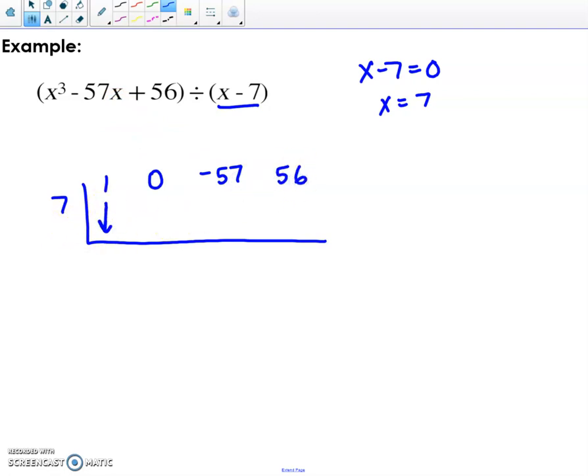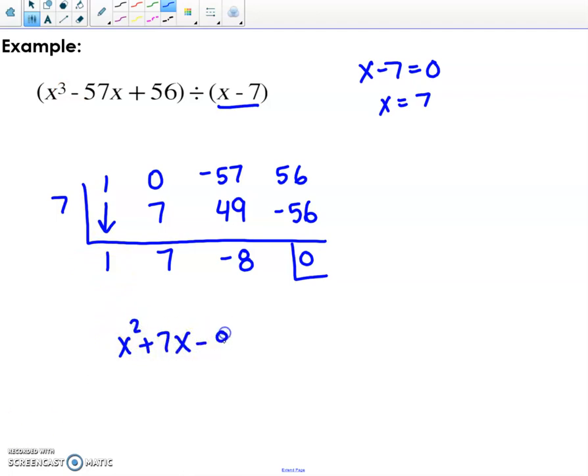Okay, bring down the first term, so we have a 1. 1 times 7 is 7. Add 0 and 7 to get 7. Multiply 7 and 7 to get 49. Add negative 57 and 49 to get negative 8. Multiply negative 8 times 7 to get negative 56. And then add to get 0. And that's our remainder. Since we started out with an x cubed, we're going to drop it to x squared in our answer. So we have 1x squared plus 7x minus 8.